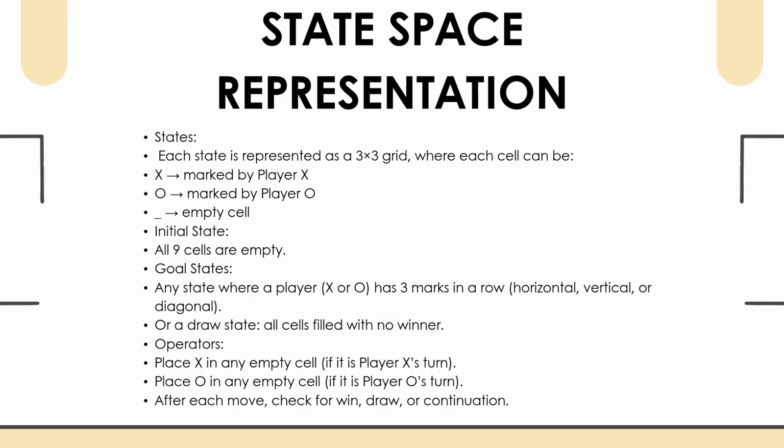Initial state is all 9 cells will be empty, and our goal state, the winning state, is any state where a player X or O has three marks in a row, either horizontal, vertical, or diagonal. Or it will be a draw state, which means there will be no specific winner in the game. All cells are filled and there is no winner, so we can declare the game ended in a draw. And the operators are: place X in any empty cell, place O in an empty cell. After each move, check for win, draw, or continuation, as we discussed earlier.